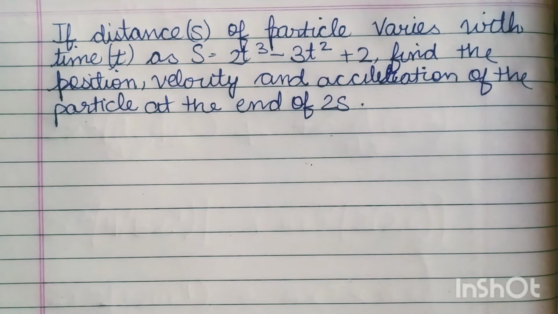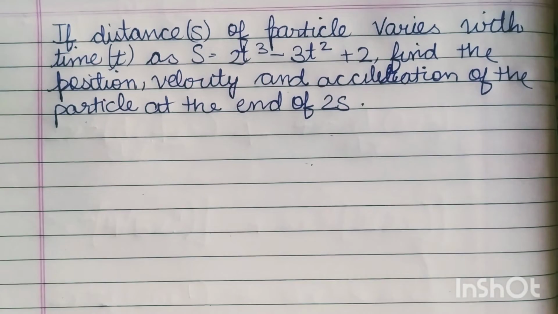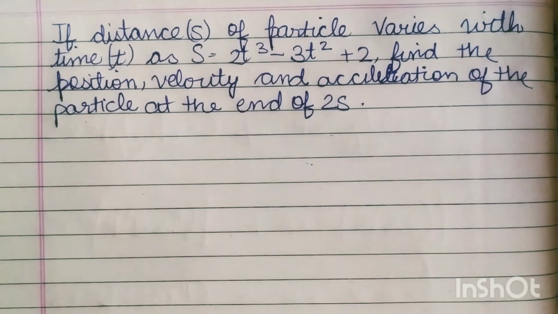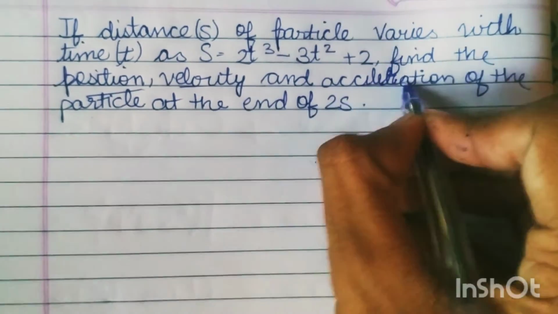Now we have practiced a lot of simple examples based on formulas. Now we have a numerical problem on differentiation. See what the question says first. If distance s of a particle varies with time t as s is equal to 2t cube minus 3t square plus 2, find the position, velocity and acceleration of the particle at the end of 2 seconds. We have to find three things, that is position, velocity and acceleration.